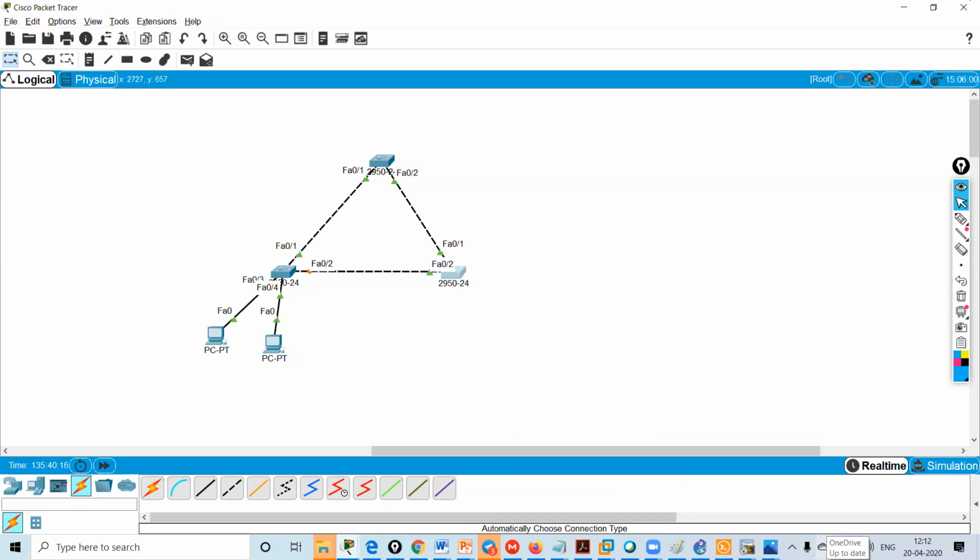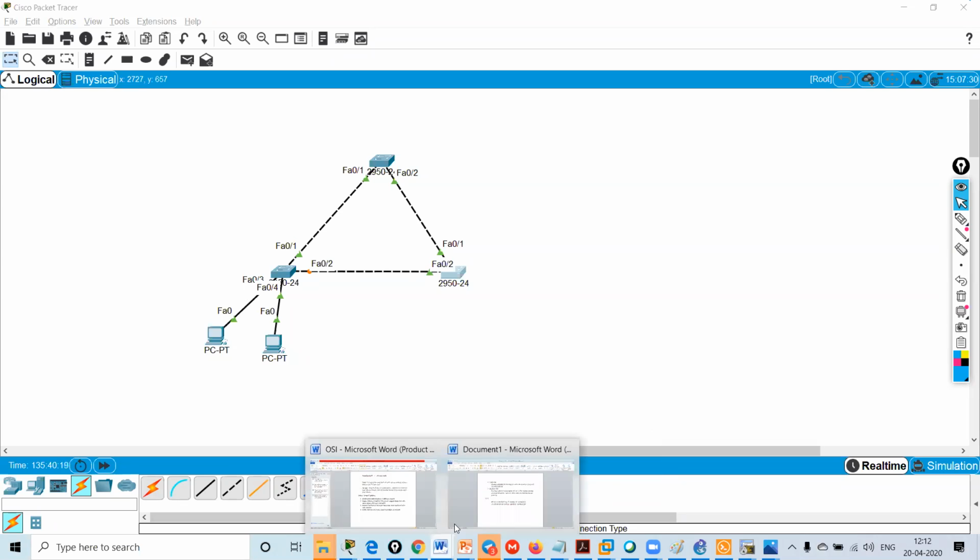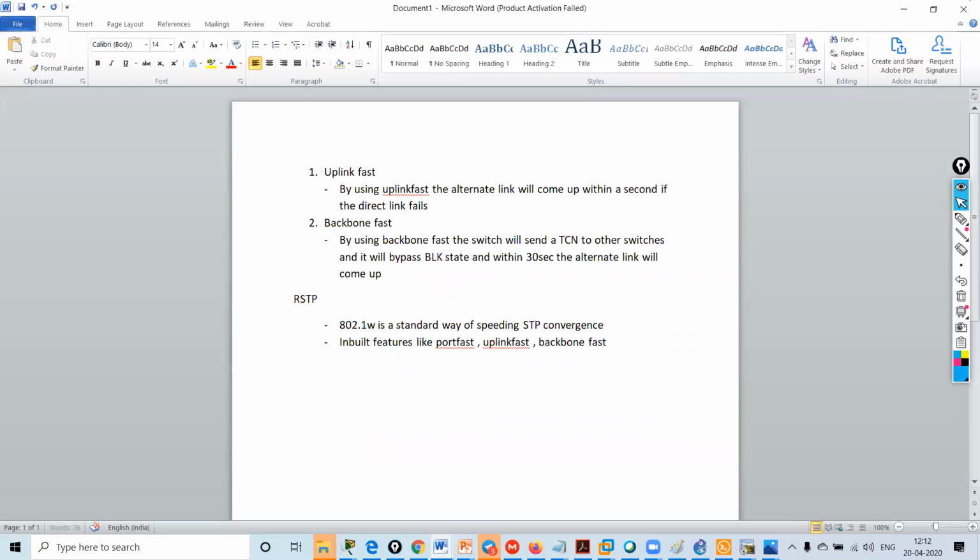Now we will be learning something new: PVST. What is PVST? Per VLAN spanning tree. Per VLAN spanning tree is the same as your normal STP, whatever you run as normal STP.